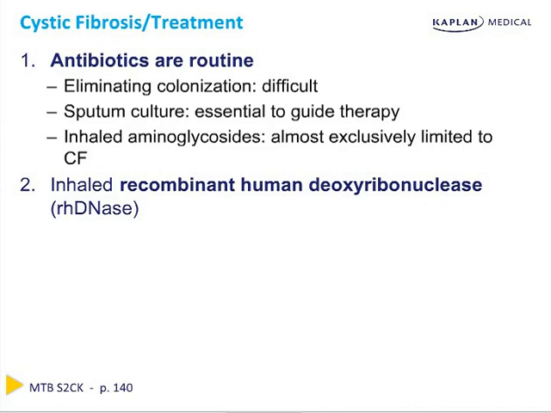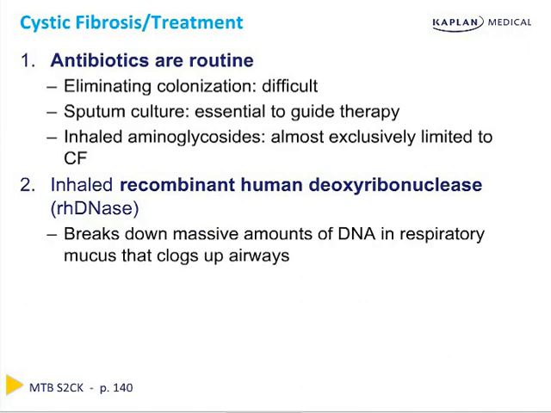Sometimes recombinant human DNase or recombinant human deoxyribonuclease is given as well. This helps to break down massive amounts of DNA in the respiratory mucus that clogs up the airways. As we've already said, this DNA is a result of an abundance of neutrophils trying to fight infections in this thickened mucus.